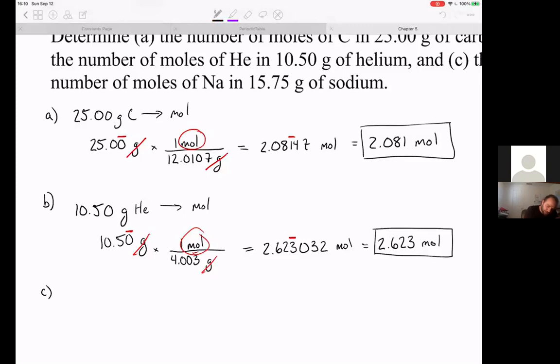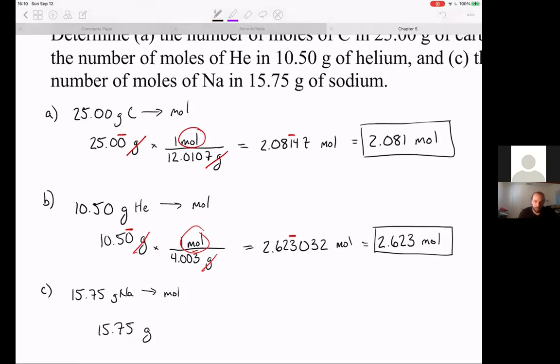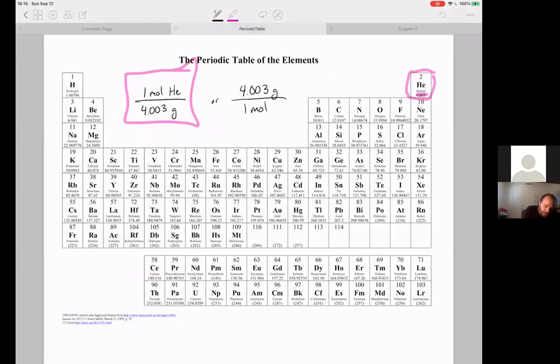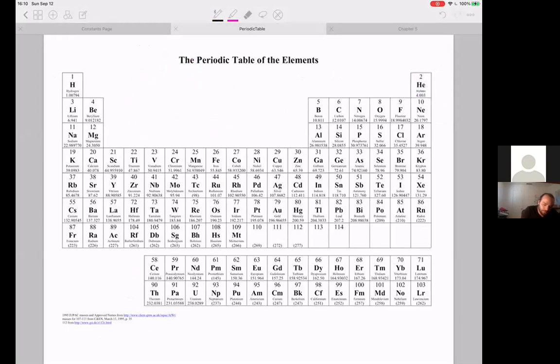We could do the same thing with sodium. I'm going to do this one fairly quick. It's 15.75 grams of sodium. I want to go to moles. So again, I'm going to start with my initial quantity. It's a good idea to pause and try to do this one on your own, and then see if you didn't get the same answer as me. Okay, so now I'm going to go get the molar mass of sodium. That's this one over here. It's a long one.